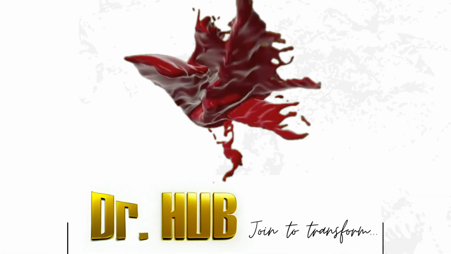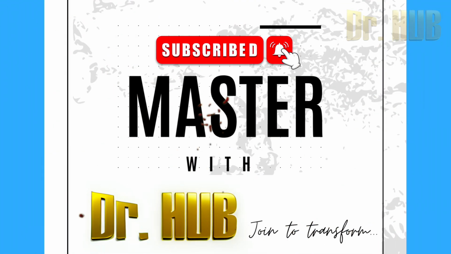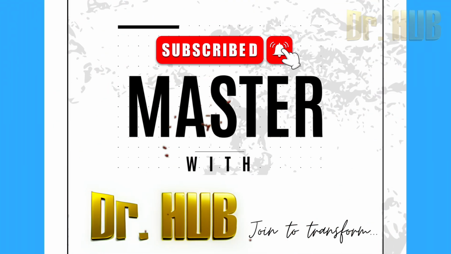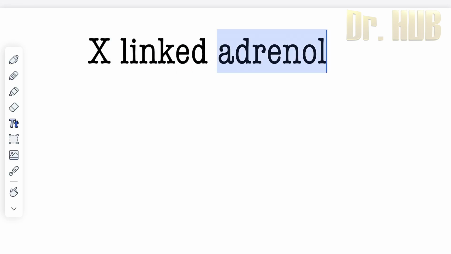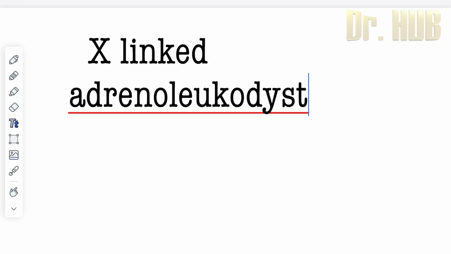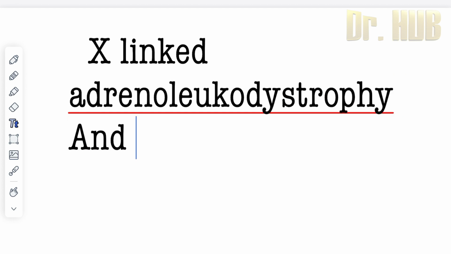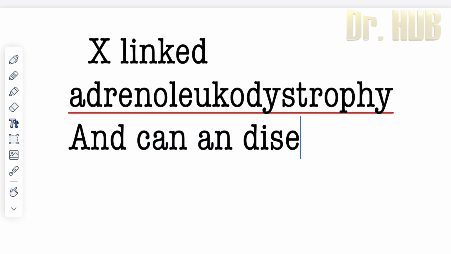This is a concise, well-crafted summary and it highlights only the important keywords. X-linked adrenoleukodystrophy and also the Canavan's disease.